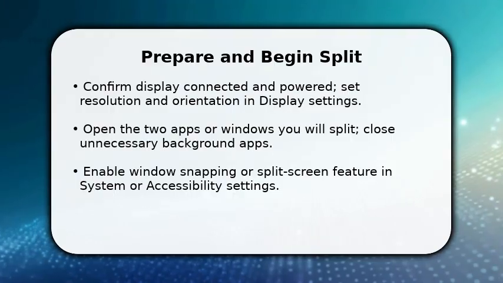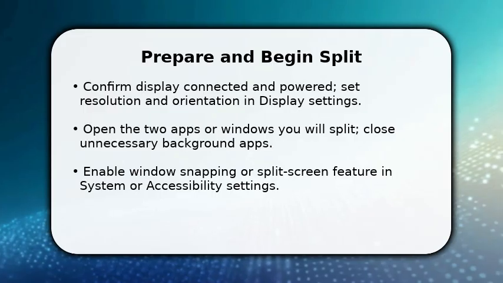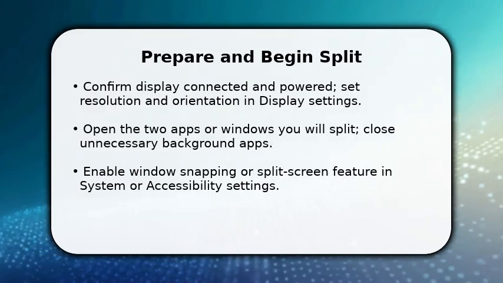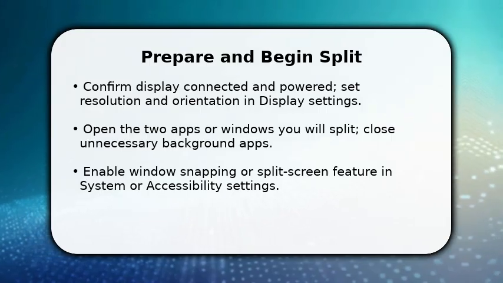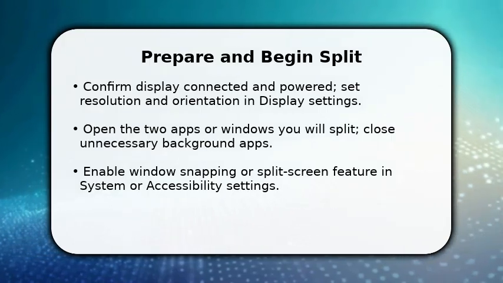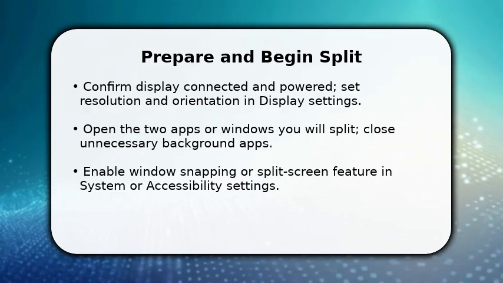You start by confirming displays and opening the two windows you want to split. Once connected, set resolution so both windows fit comfortably. Make sure orientation is correct. Next, enable the system's window snap or split feature in settings.